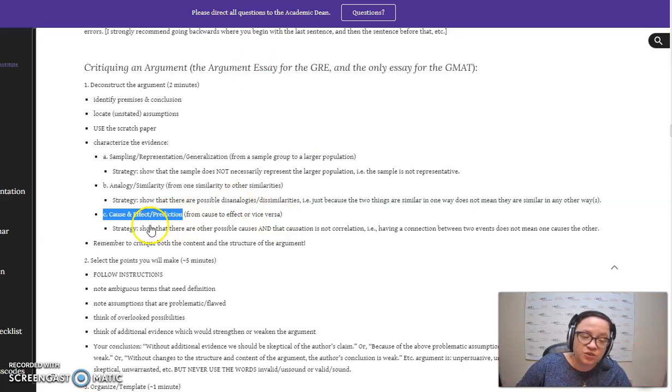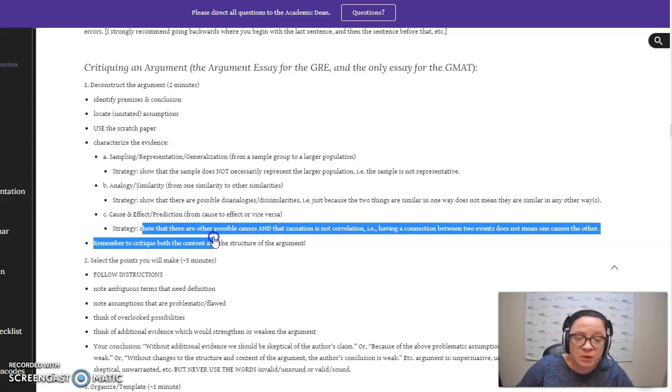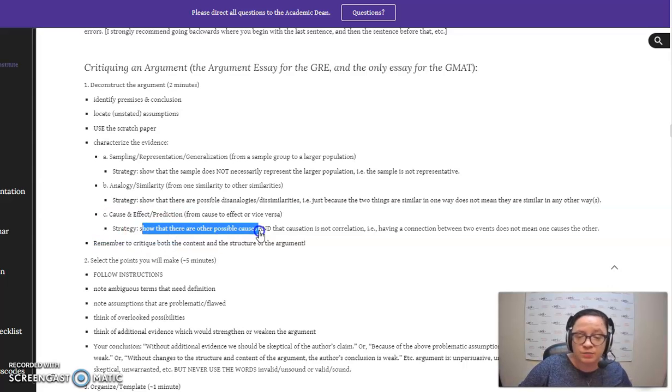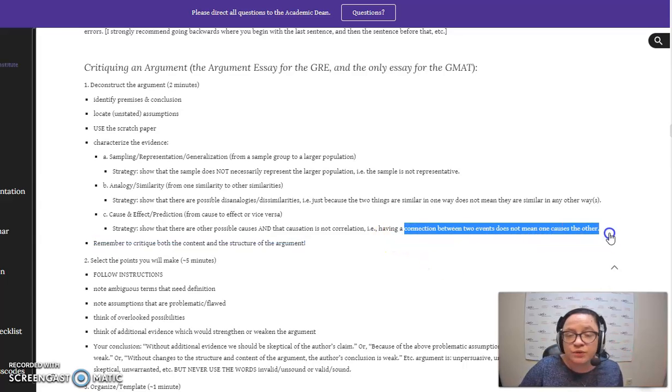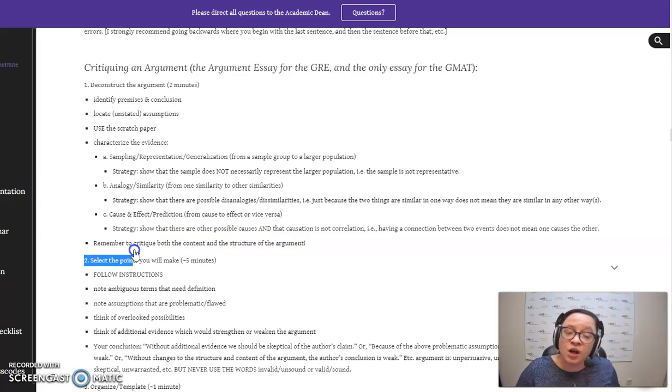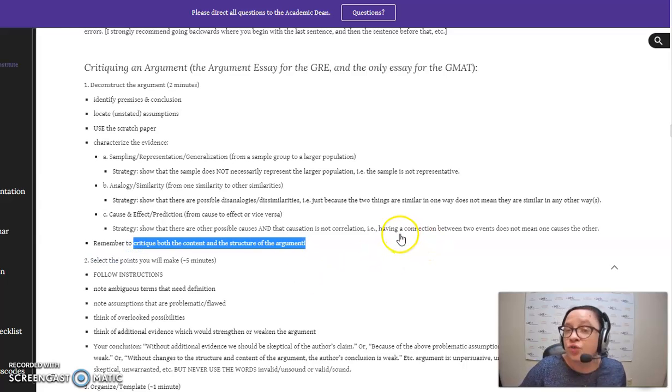So usually the strategy is going to be to show that there are other possible causes. And the phrase that I like to teach my students specifically is causation is not correlation. Having a connection between two events does not necessarily mean that one causes the other. You also want to remind the students, in addition to the content, they can critique the structure of the argument, i.e., that there is not enough evidence provided to reach the conclusion that the author seeks.